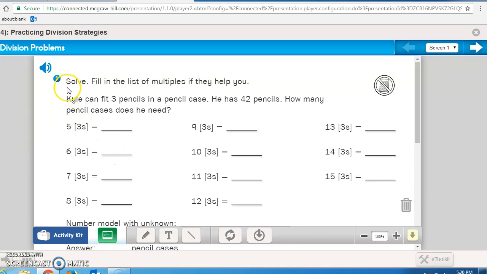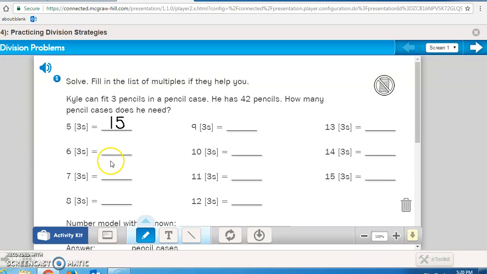It says, solve. Fill in the list of multiples if they help you. Kyle can fit 3 pencils in a pencil case. He has 42 pencils. How many pencil cases does he need? So they're asking you, if you have 5 sets of 3, how many pencils is that? Really, all you're doing is multiplying.